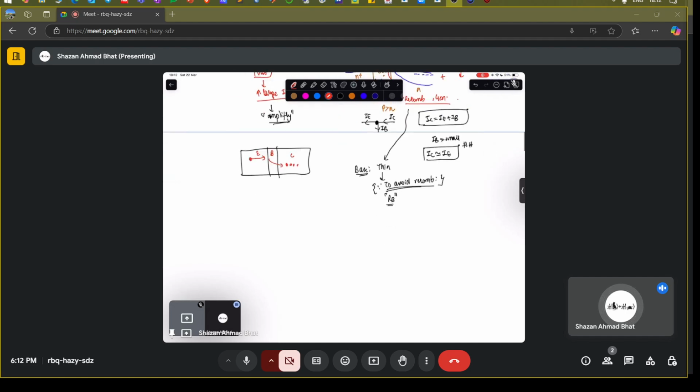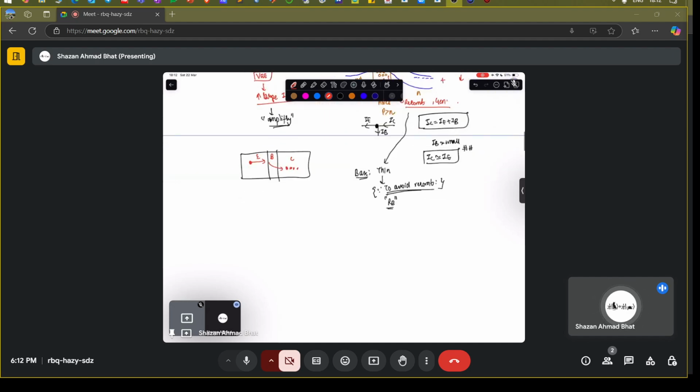Now there are different configurations of these BJT. The configurations depend upon whether you make emitter as common, whether you make base as common, whether you make collector as common. This is called common emitter, this is called common base, this is called common collector configurations. So we'll talk about these configurations, and we will talk about their current voltage characteristics as well.